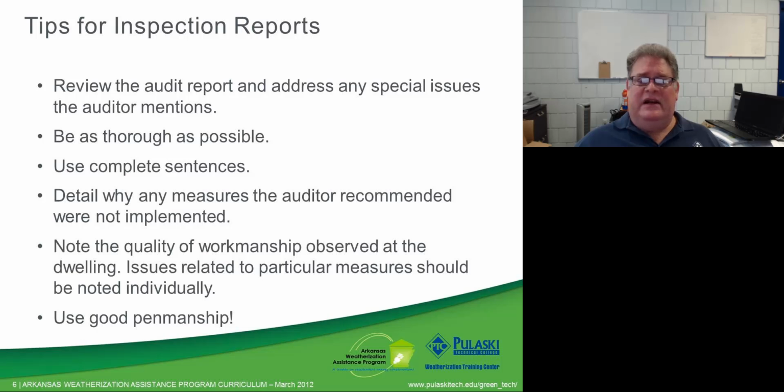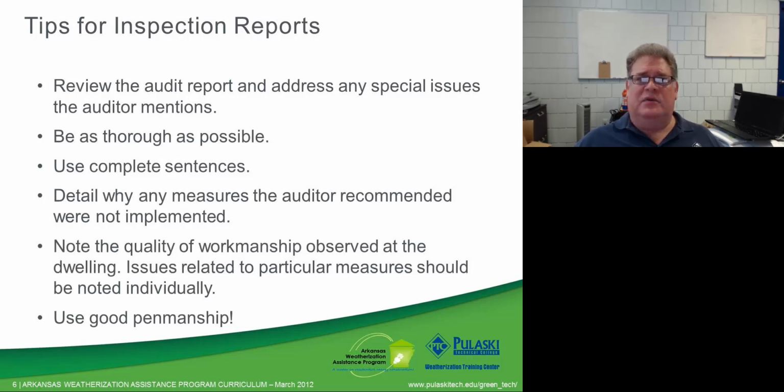We want to detail why any measures that the auditor may have recommended were not completed. So if we have wall insulation that couldn't be installed, then we want to explain why the wall insulation couldn't be installed. Maybe we had too many blockages, or too complicated a wall, or it just wasn't cost effective. By the time we looked at it, we could not figure out a way that was acceptable to the client and to the agency cost-wise to be able to insulate that wall. We just could no longer get an SIR on it. And then we want to note the quality of workmanship.